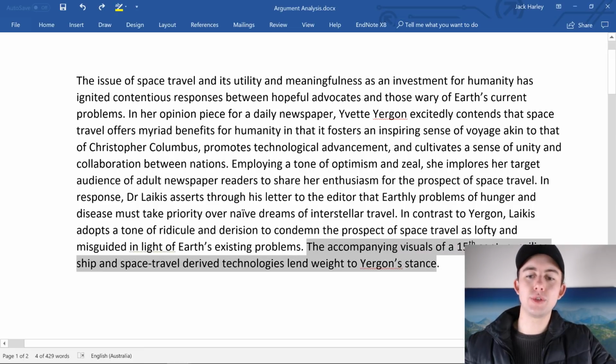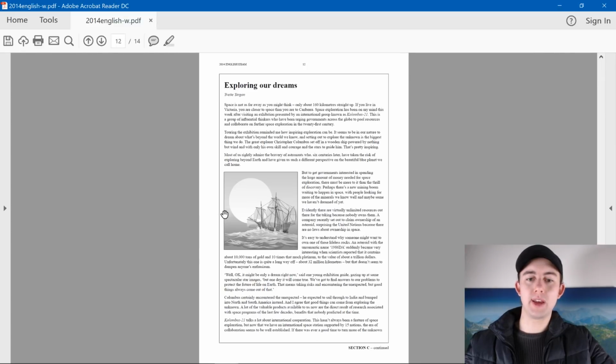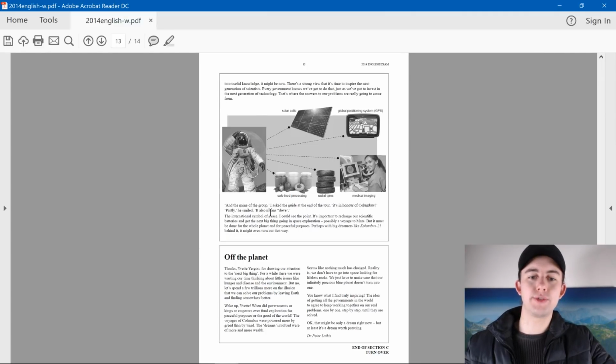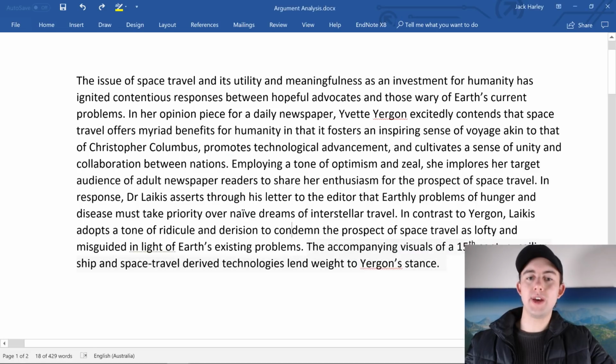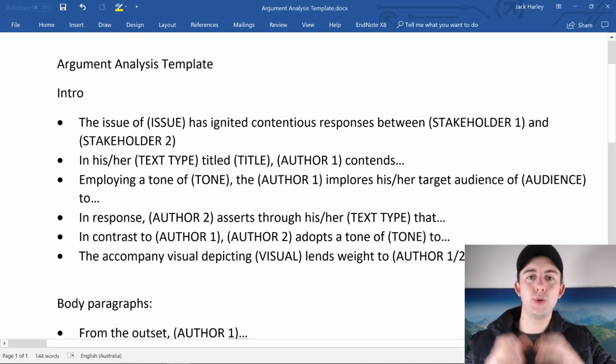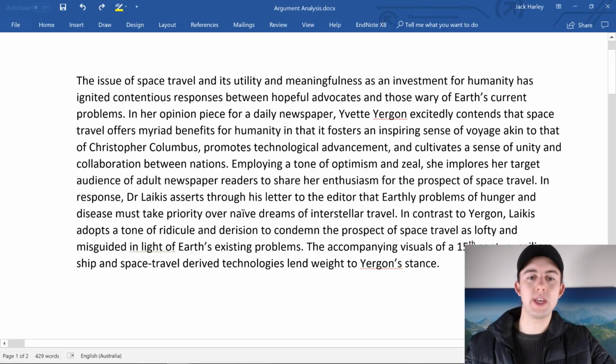The accompanying visuals of a 15th century sailing ship and space travel derived technologies lend weight to Jurgen's stance. And what we're doing is we're describing this first visual of this Christopher Columbus and the second one of space travel. Guys, that's it. Look, all we've done is we've used this template, filled in the gaps, and we've got a very high quality introduction. Of course, we've had to do a little bit of thinking, but the basic structure, once you nail this, is super fast, super easy to implement.